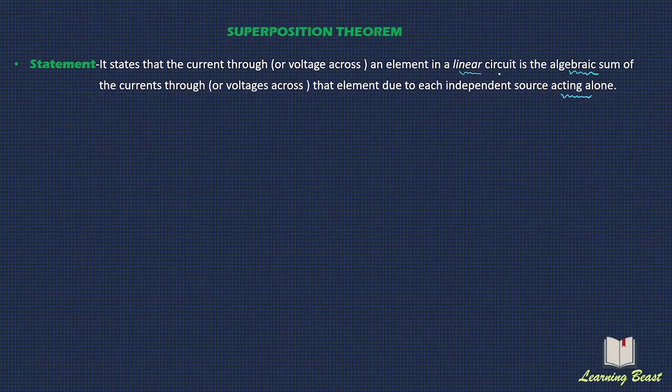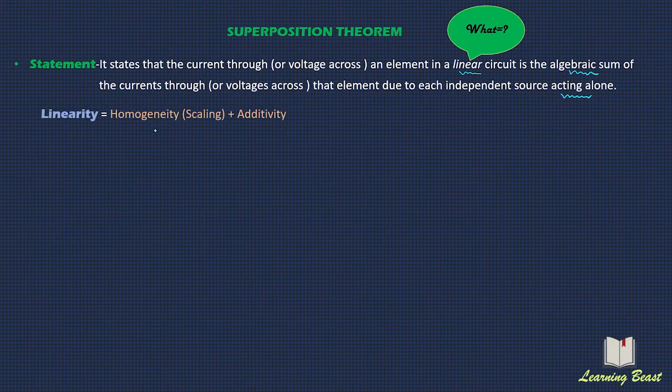So now, what is a linear circuit? A linear circuit is nothing but a combination of the elements which are having linearity property. So now we will learn what is the linearity property. Basically, this linearity property is the combination of two properties. First one is homogeneity, which is also known as scaling, and the second is additivity.